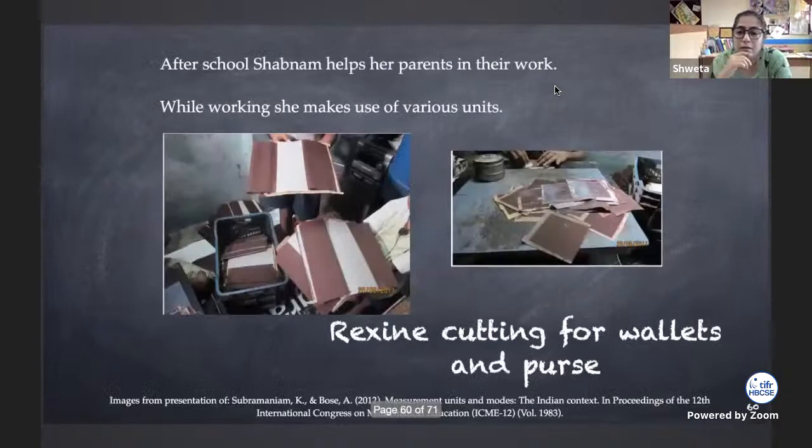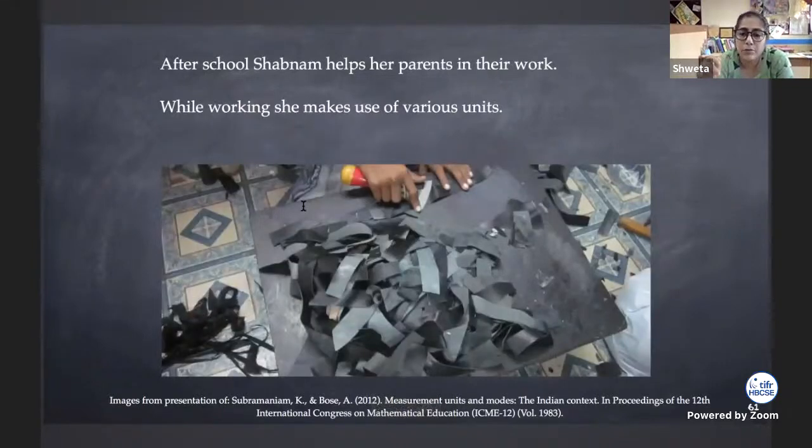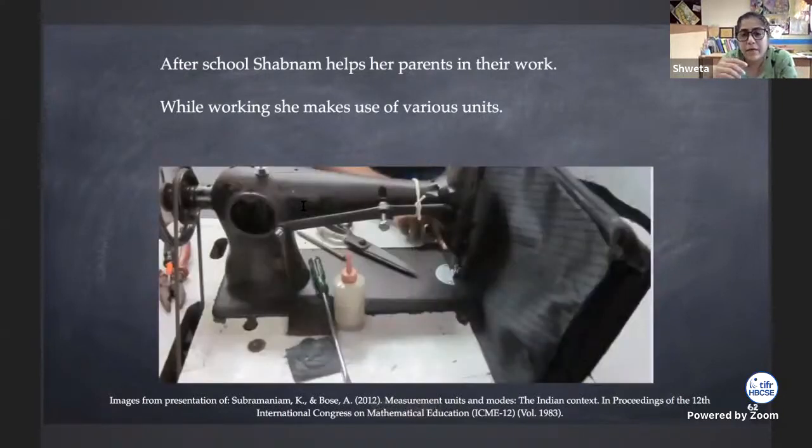Shabnam is a school student, and she helps her parents after her school hours. They do a lot of different work in the leather and resin industry. They make wallets and purses, and she helps them in that. What you're seeing here is the cuttings of the purse for sticking leather on it. She also does some collar work, making standard collars. This is bag making. She also participates in that.